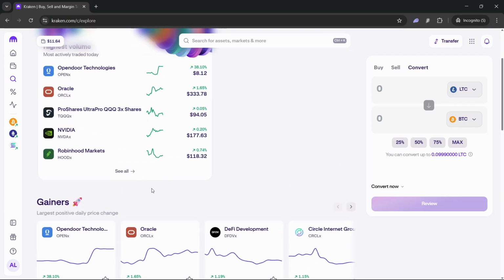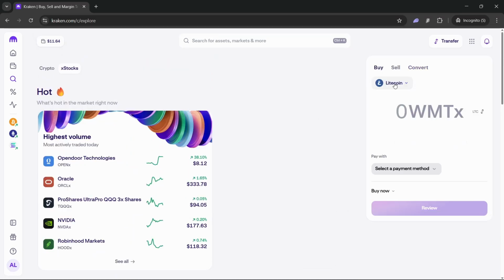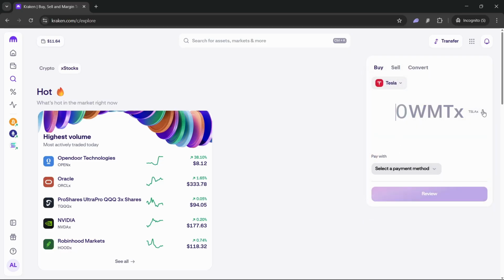real life market. So if we want to buy Tesla, all you need to do is go to buy, and then here just search for Tesla and you will find the stock. So this is the current price right now, and let's say we want to buy, for example, 5 shares of Tesla. Then we will use to like this, then select a payment method.